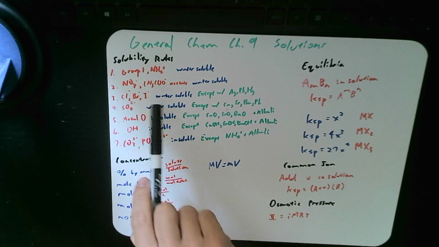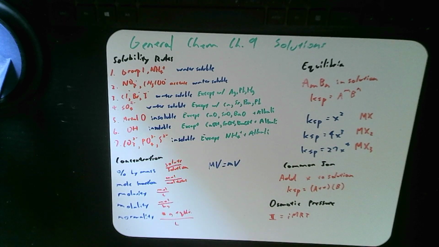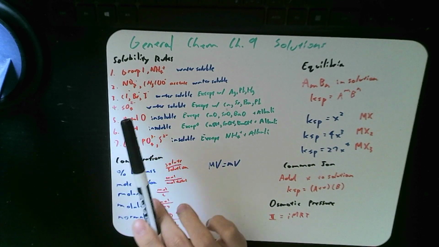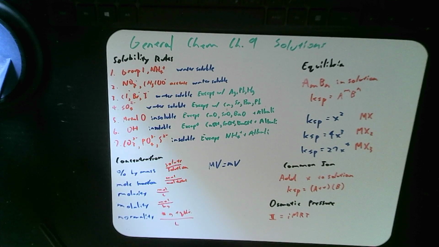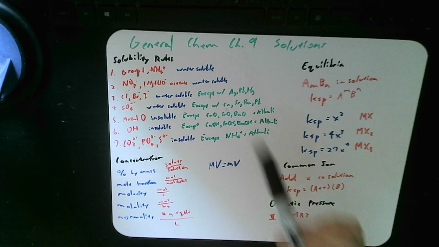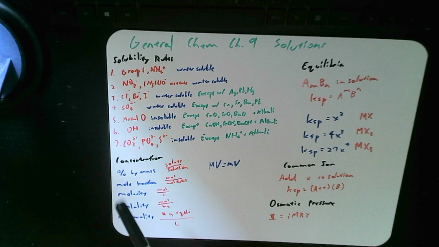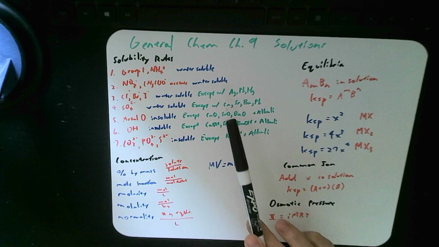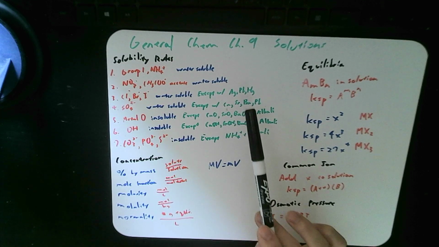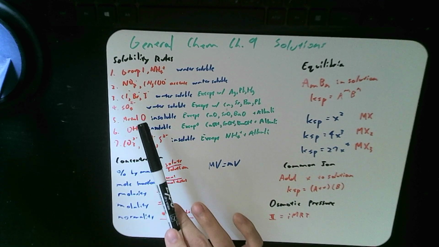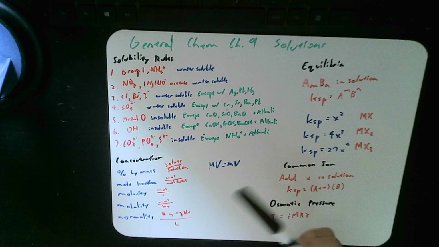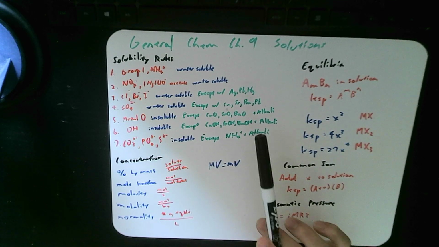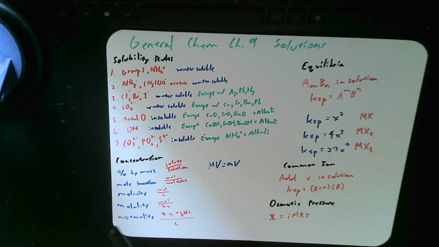NO3 and acetate binding to anything will also be water soluble. Anything binding to chloride, bromide, iodide is water soluble except with silver, lead, and mercury. Anything binding to sulfate is water soluble except for with calcium, strontium, barium, and lead. Metal oxides are insoluble except with calcium oxide, strontium oxide, and barium oxide, or alkali metals.